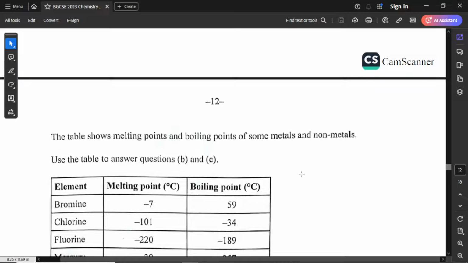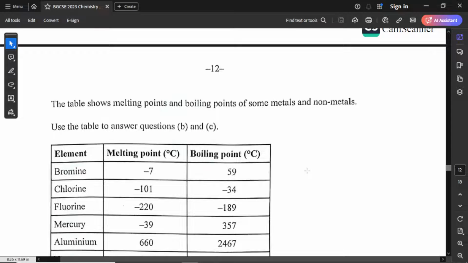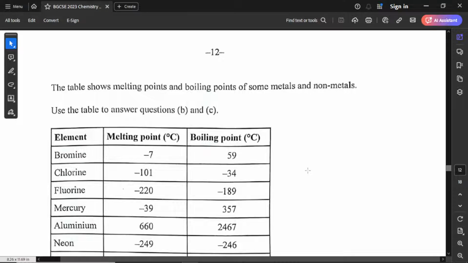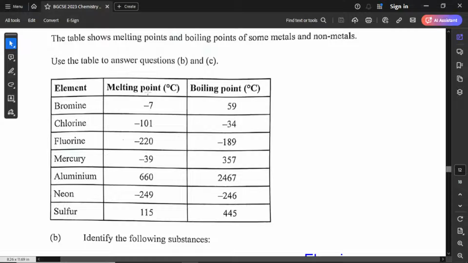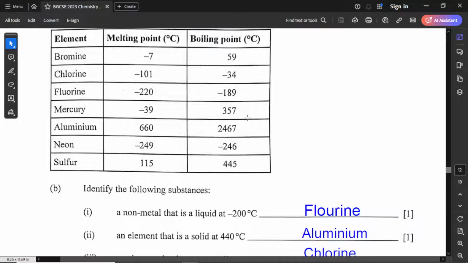And so the table shows melting points and boiling points of some metals and non-metals. Use the table to answer question B and C. And so let's take a quick look at the numbers right here. So please make a note of the numbers. And it said identify the following substances. The first one, it said a non-metal that is liquid at room temperature. And so looking for non-metals such as bromine, chlorine, all right, and sulfur.